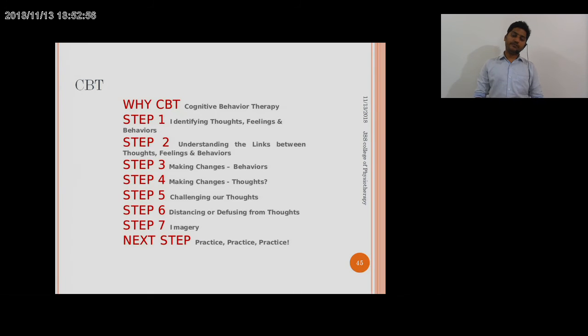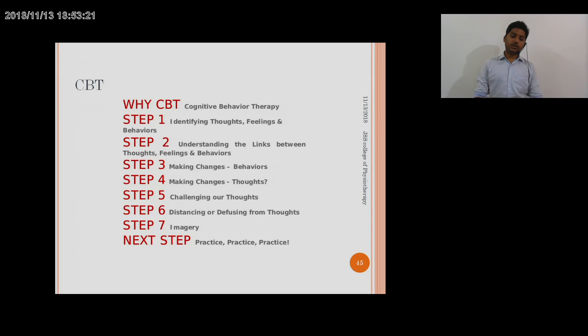When it comes to step 1, you have to identify the patient's thoughts, their feelings and their behaviors. And step 2 is understanding the links between thoughts, feelings and behavior. For example, people with severe pain will have a thought saying that if I move my limb, I'll have severe pain. That is going to be their thought. We have to give them a promise, or proper advice, saying that it is not going to be the same.